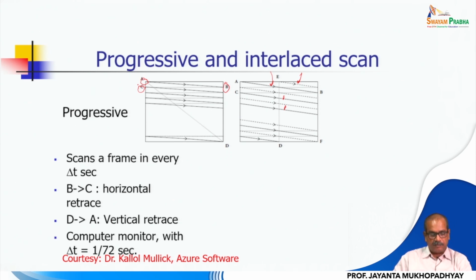But just for your information, you should know that. One typical example of the sampling interval is 1/72 seconds. So every second there are 72 frames.